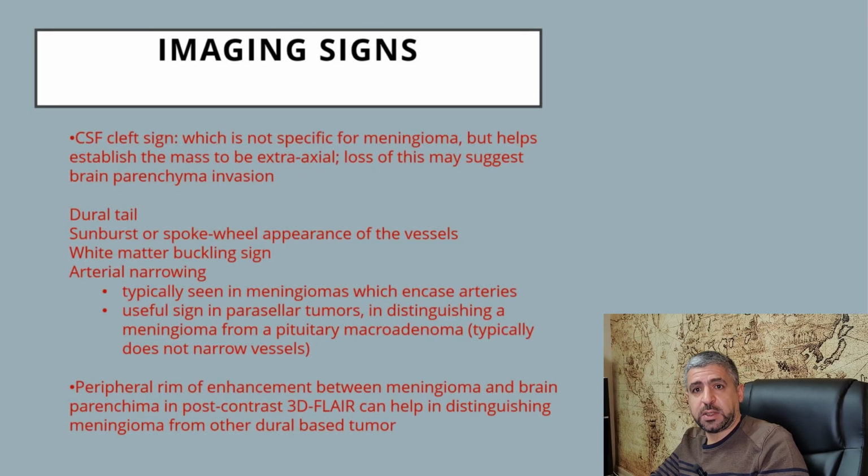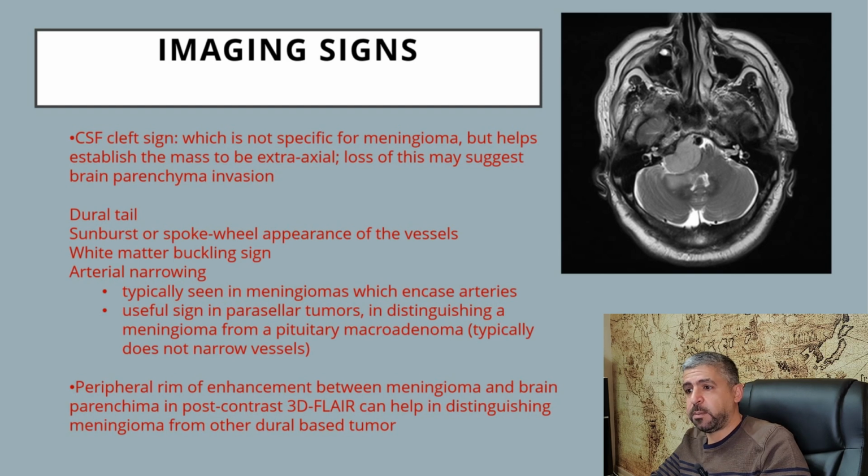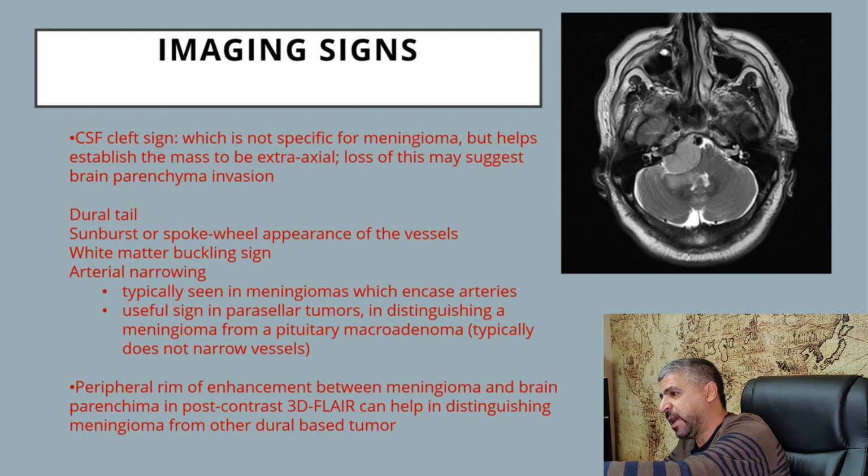There are a few signs that we see a lot and might help us to decide whether this is a meningioma or not. For example, the CSF cleft sign. It's not specific for meningioma, but helps to establish whether the mass is extraaxial or not. Loss of the CSF cleft sign might suggest that the tumor is invading the brain parenchyma. The CSF cleft sign is basically the presence of a CSF signal between the tumor and the adjacent brain parenchyma. If you look carefully here, there is a small amount of CSF between the tumor and the brain parenchyma, and this is what we call the CSF cleft sign.